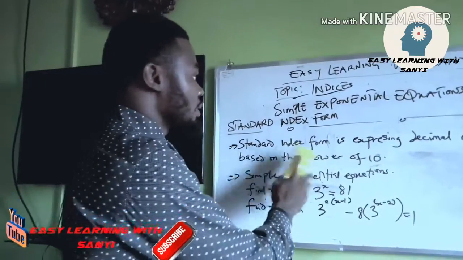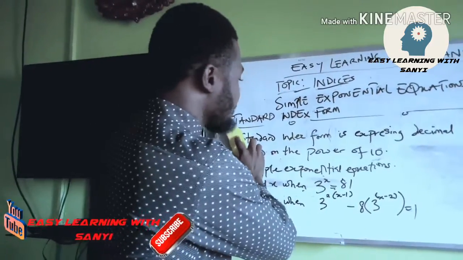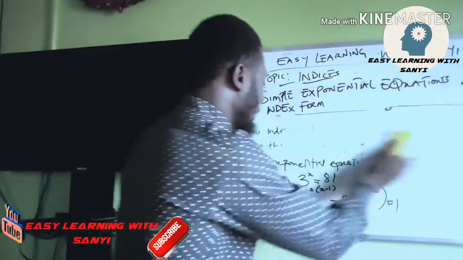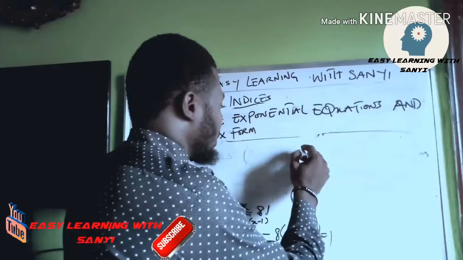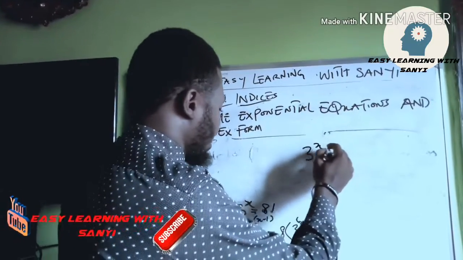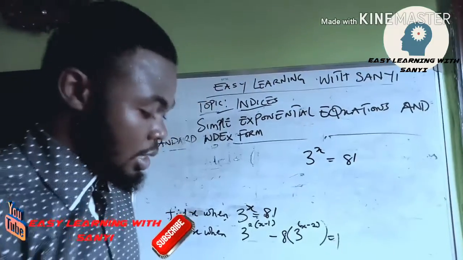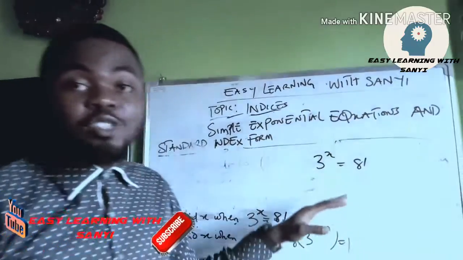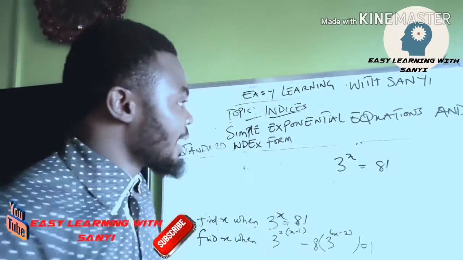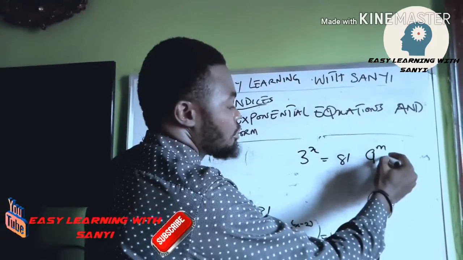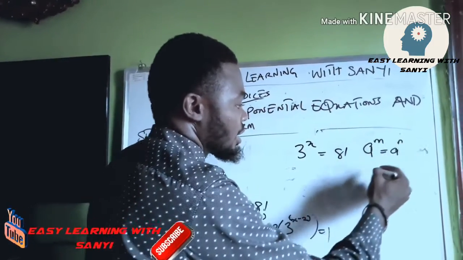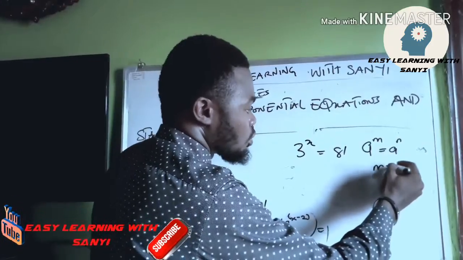Let me clean up some things to have space to do that. Now, find x when 3 raised to power x is equal to 81. How do you go about this? Before I solve this equation, I want to tell you something. If you have a raised to power m is equal to a raised to power n, this means that m is equal to n.